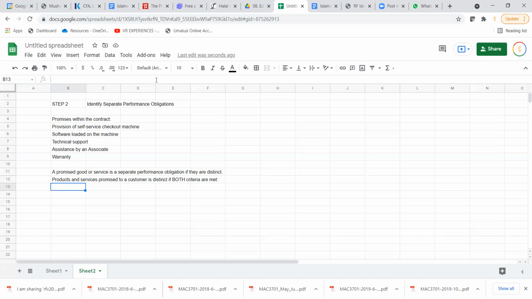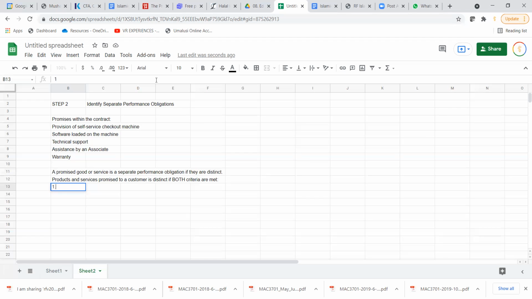Now you can write out the proper wording from an IFRS 15 point of view. I'm just going to give you the basic wording. Okay, so you're happy with that? Okay, so the first one is products and services promised to a customer is distinct if both criteria are met.